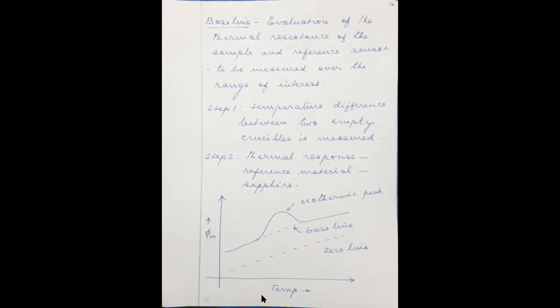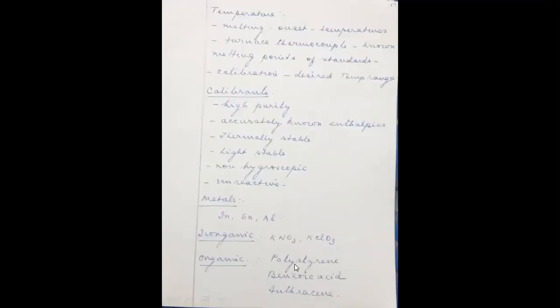You can see the phi m, which is the difference in temperature between the sample and the reference, is taken along the y-axis and the temperature is taken along the x-axis. So this is how the differential scanning calorimetry is recorded. Now look here, temperature. When melting is onset, the temperatures are furnace thermocouple, in order to understand the behavior of the differential scanning calorimetry.